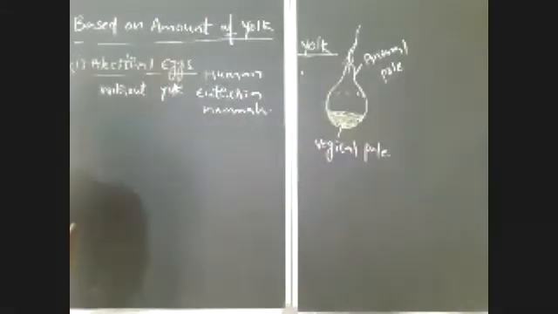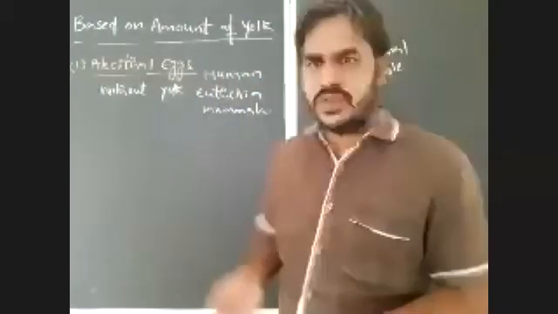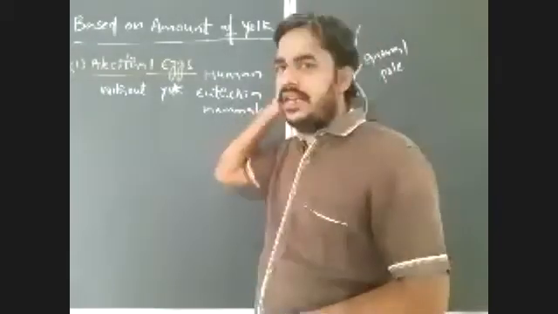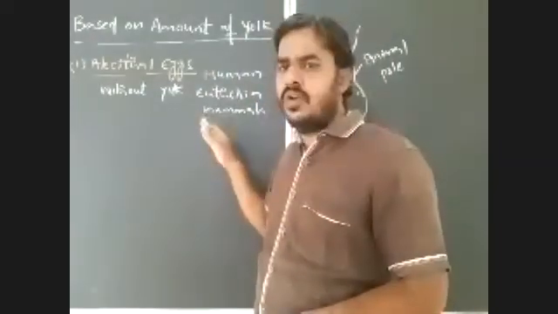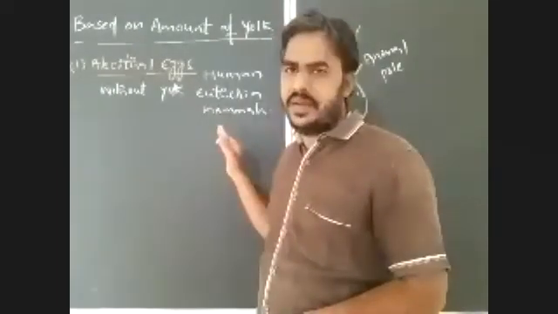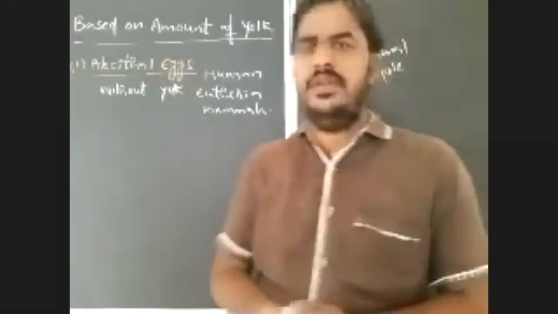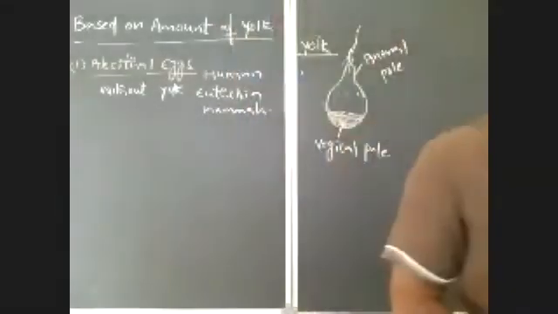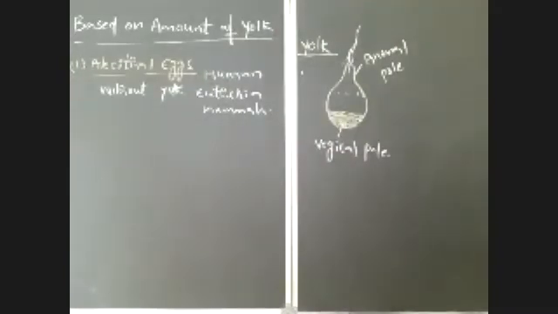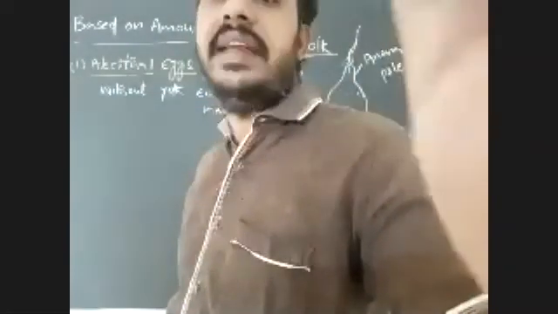And after completion of alecithal eggs, the second type here is... So here, what you have to understand, in alecithal eggs, there is no yolk material in the egg. This type of eggs are present in viviparous mammals. That you have to notice. In viviparous mammals, which type of eggs are present? That are alecithal eggs.